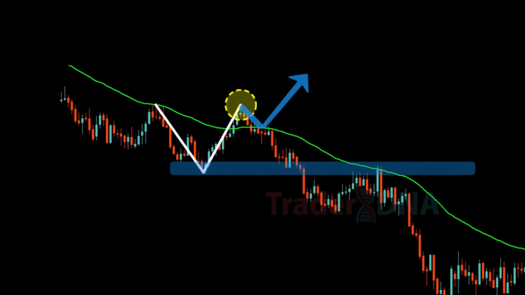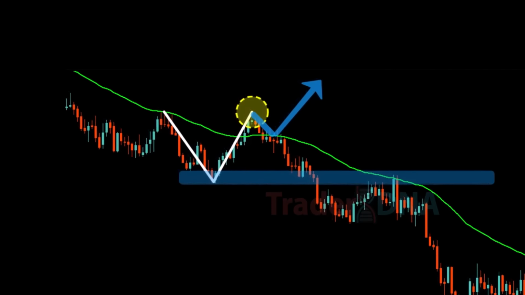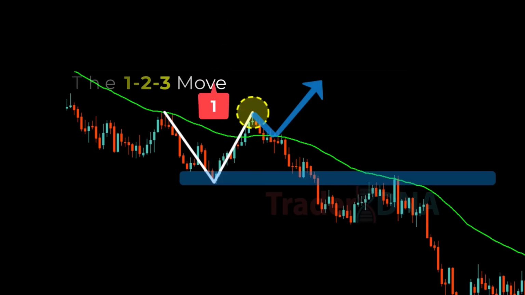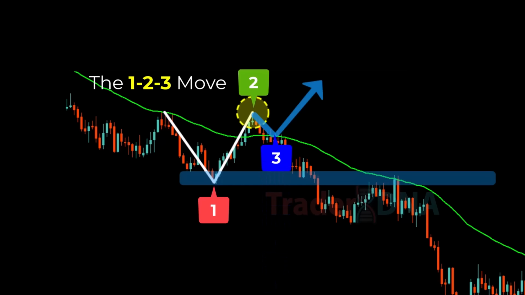This is the key. This is the blueprint. You must see what I call the 1, 2, 3 move. 1, a previous high above the EMA-50. 2, a breakout that forms a new high, also above the EMA-50. 3, and that structure must clearly break the old high. If these three pieces aren't there, it is not an uptrend, not even close.